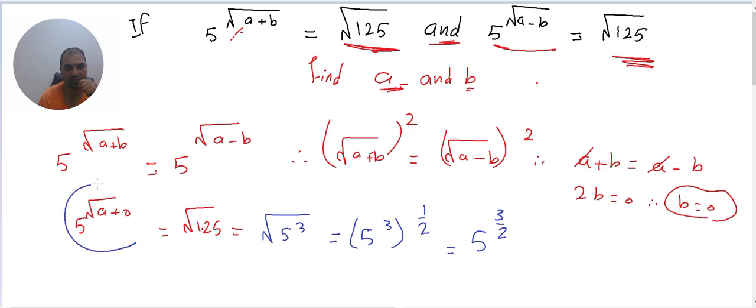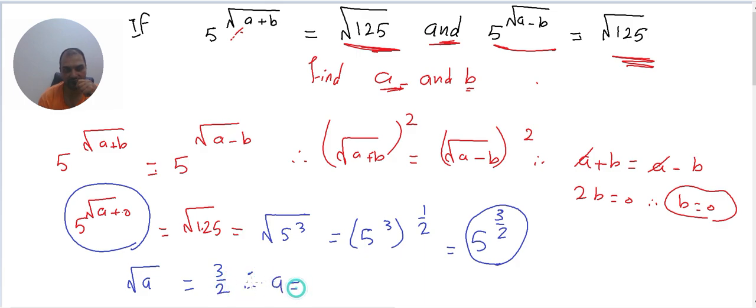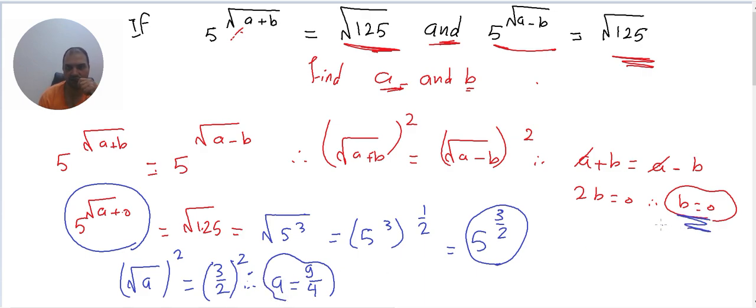Comparing between the two bases, we have 5 power square root of a equivalent to 5 power 3 over 2. Then the powers are equivalent, then root a is equivalent to 3 over 2. So you can find the value of a by squaring the left hand side and the right hand side, power 2 to cancel the root. The result will be 9 over 4. Then the value of a is 9 over 4, and the value of b is 0.